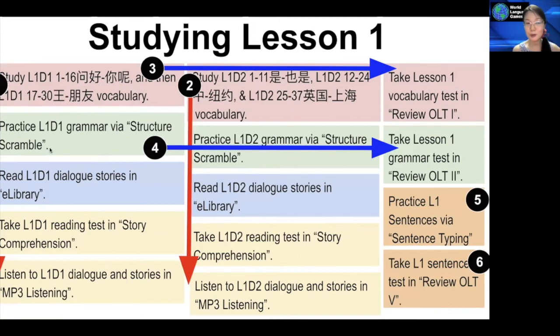And I'll show you where the game is. There are many games right there, but I would suggest you practice with this game. And after you practice with structures, you'll be able to read lesson 1, dialogue 1 from the textbook in the e-library. Where to find it, I'll show you in our next video.